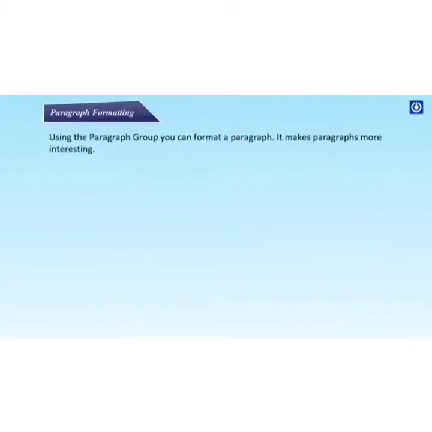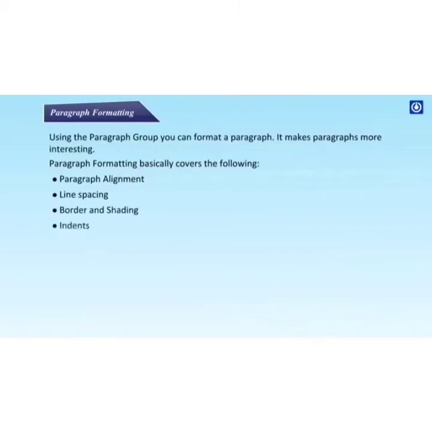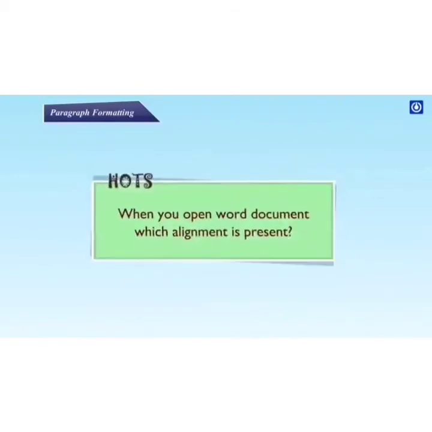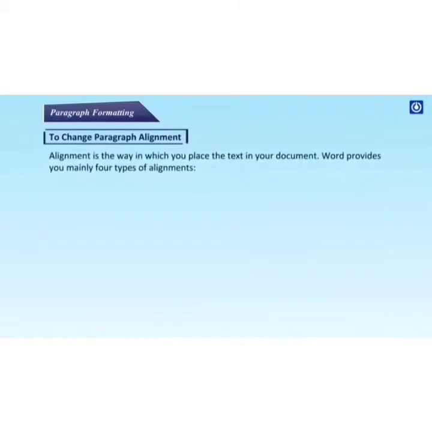Using the Paragraph group, you can format a paragraph. It makes paragraphs more interesting. Paragraph formatting basically covers the following: paragraph alignment, line spacing, border and shading, indent, and bullets and numbering. In this chapter we will learn about alignment and bullets and numbering. HOTS: when you open a Word document, which alignment is present? So to change paragraph alignment, alignment is the way in which you place the text in your document.